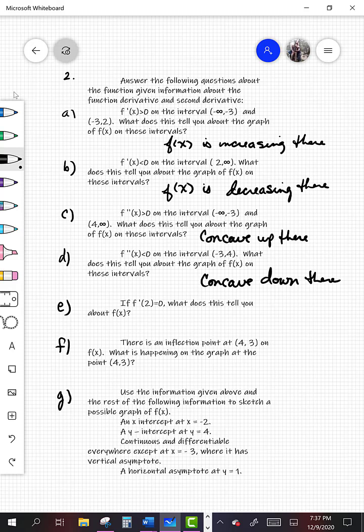f'(2) is equal to 0. What does that tell me about f(x)? Well, it's a possible max or min, and I can see that later when I start to graph this.